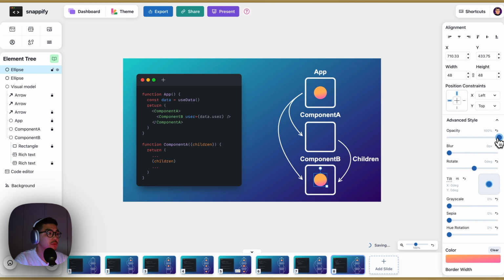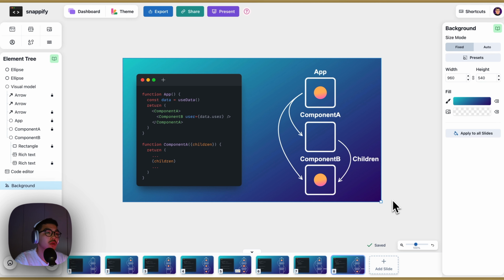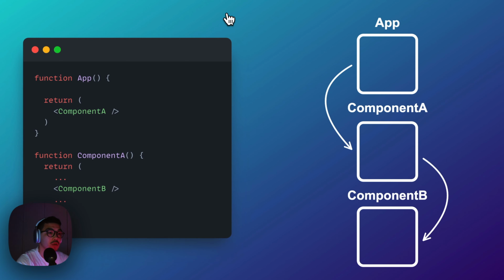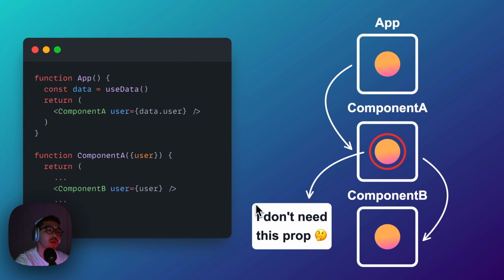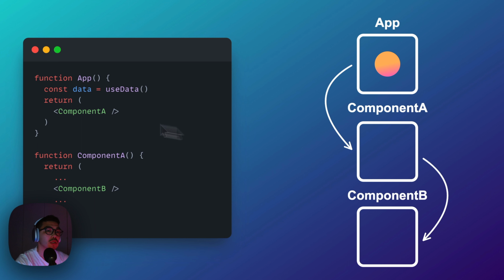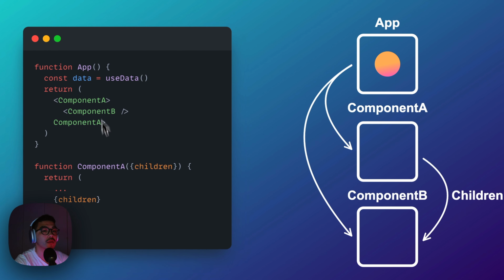and make it visible. So now if you have a look at the presentation, we're gonna see the code changes with its visual model. So that's the app. Now it's passed to component A. User data is passed to, now it's passed to component B. So we actually don't want this prop passed to component A. What we can do is now we have again the old state, and we can make it.